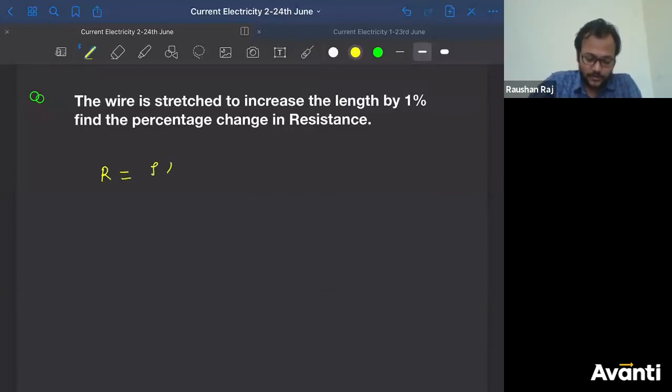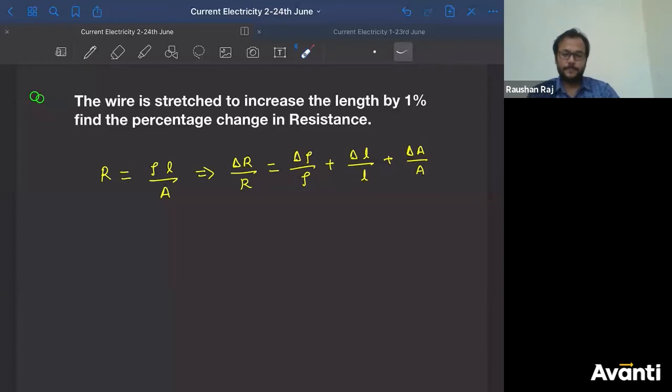R is what? Rho L divided by A. If I ask you to find the relative error in R, कैसे निकालते हो? चेंज निकालते हो ना, change in R by R, that is the relative error, or the difference in R divided by R is the relative error or fractional error, ऐसे जो करते थे ना. तो you will write, you might have studied this. Delta R by R is equal to delta rho by rho plus delta L by L plus delta A by A. पढ़ा है कि नहीं पढ़ा है आपने? You might have studied this, right? ये आपने पढ़ा होगा ऐसे.